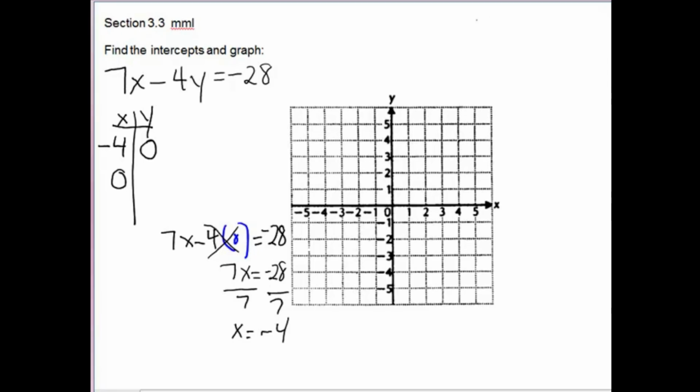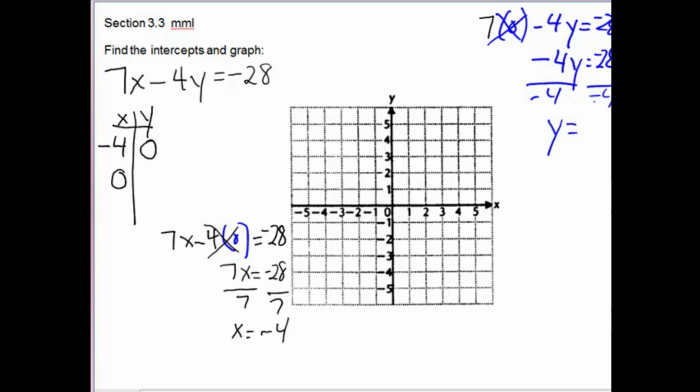So I'm still back to the original equation, except this time I'm going to put 0 into the x. Seven times 0 is 0, so that cancels. And so we have -4y equals -28. Divide by -4. So y equals 7, since 2 negatives in the division will give you a positive 7.